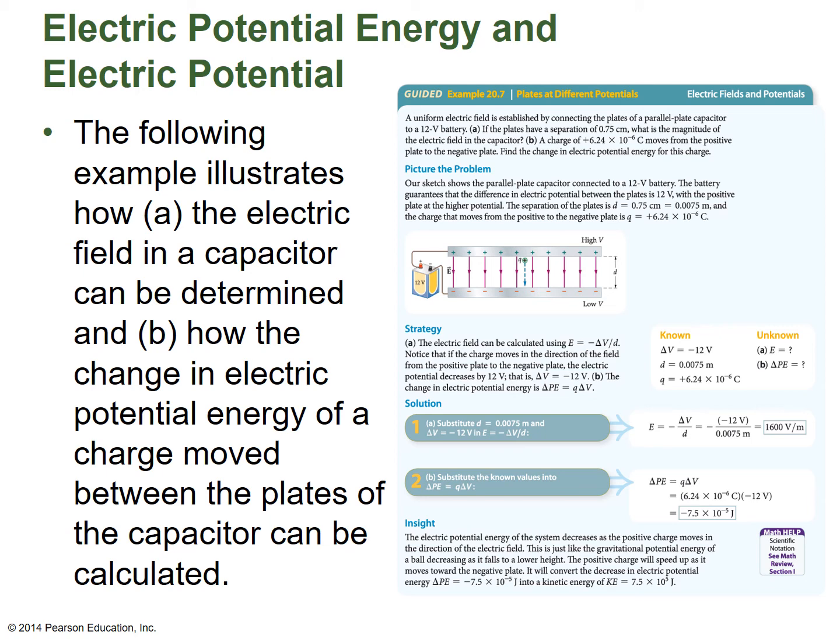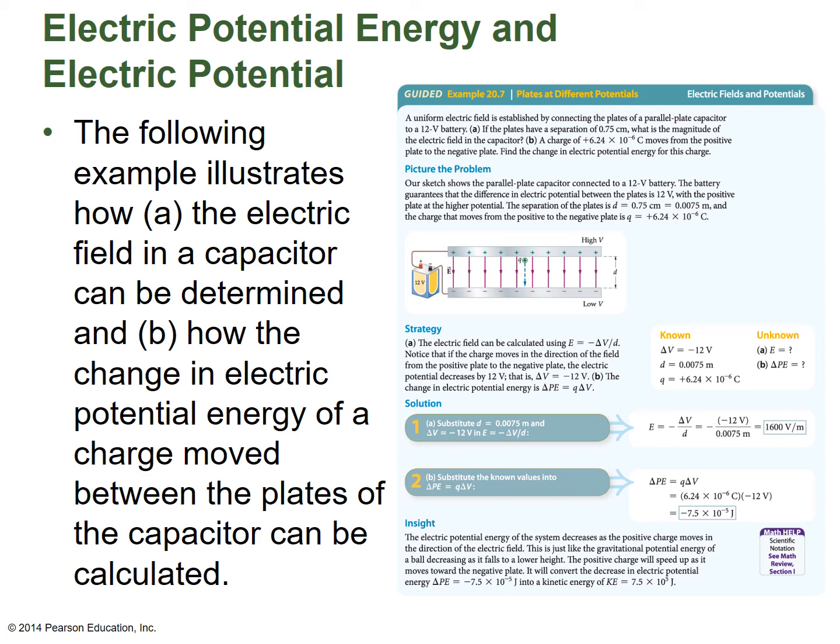over the distance, the separation between the two plates, and then if you divide the 12 by 0.0075, you will get 1600 volts per meter. This is the magnitude of the electric field between the two plates. And then, in order to find the change in the potential energy of this charge, it is just q times delta V. So the magnitude of the charge is 6.24 times 10 to minus 6, times the potential difference minus 12, which is minus 7.5 times 10 to minus 5 joule.